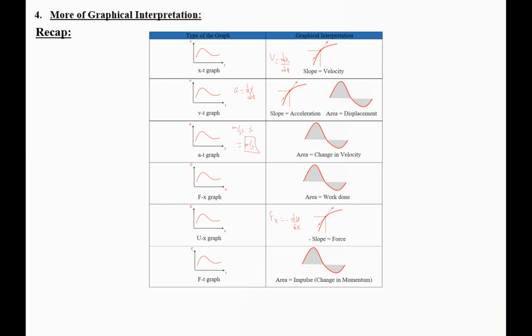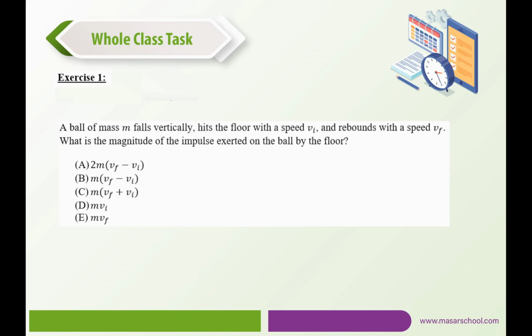Now we know that for an F-t curve, the area would represent the impulse or the change in momentum, and for a p-t curve, if we draw the tangent to the curve, the slope of this tangent would represent the force itself. Now for the rest of the video, we're going to solve some exercises.